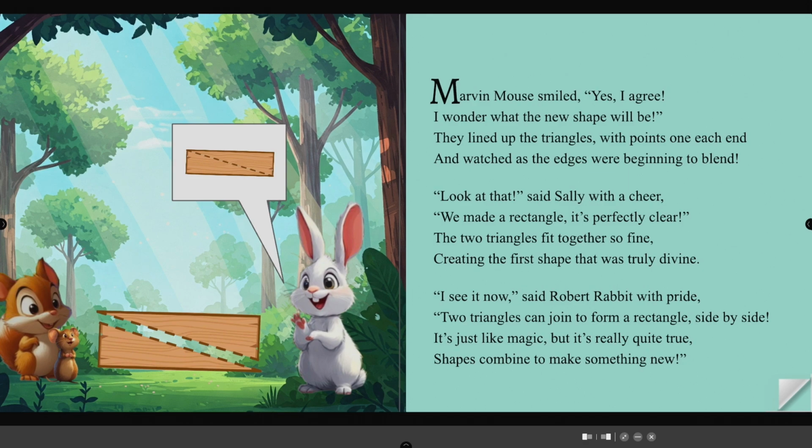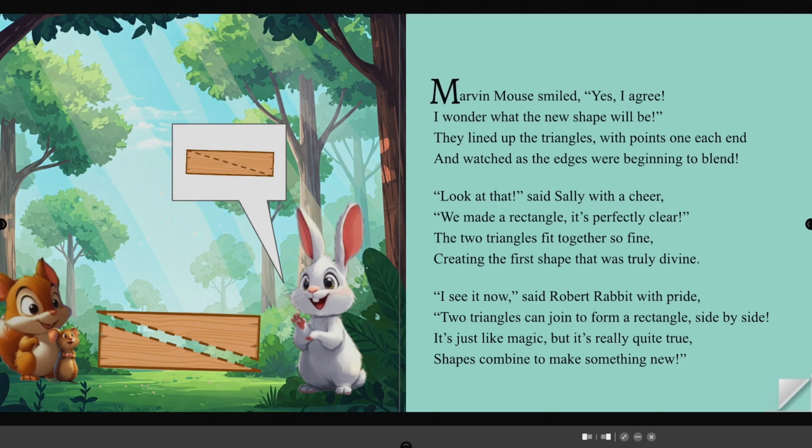Marvin Mouse smiled. "Yes, I agree. I wonder what the new shape will be." They lined up the triangles with points one on each end and watched as the edges were beginning to blend. "Look at that," said Sally with a cheer. "We made a rectangle. It's perfectly clear. The two triangles fit together so fine, creating the first shape that was truly divine."